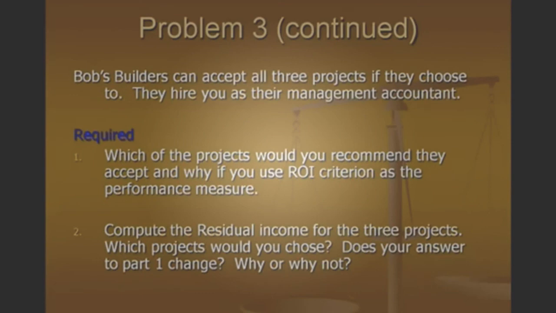Which of the projects would you recommend they accept and why? If you use the ROI criteria. Then part 2, compute the residual income for the three projects. Which projects would you choose? Why or why not? And does your answer to part 1 change? I really would like you to try this problem. Stop this recording, try the problem to the best of your ability, and then come back and restart when you're done.